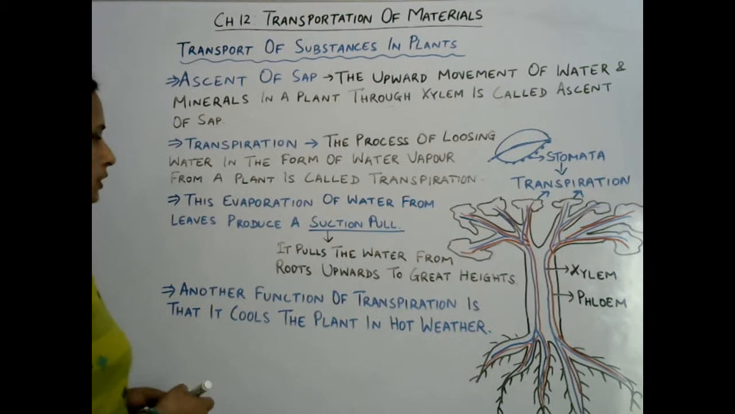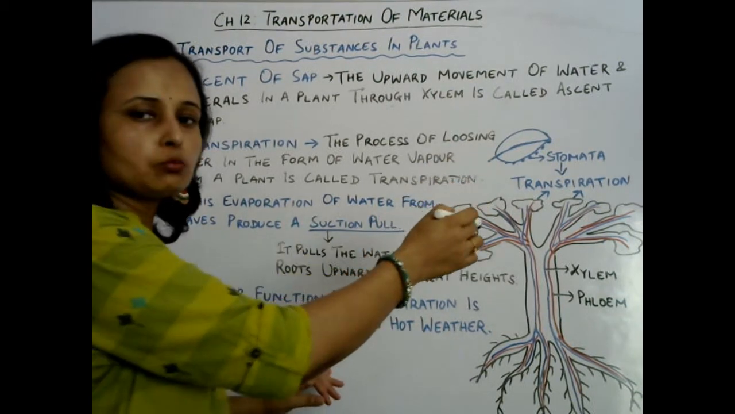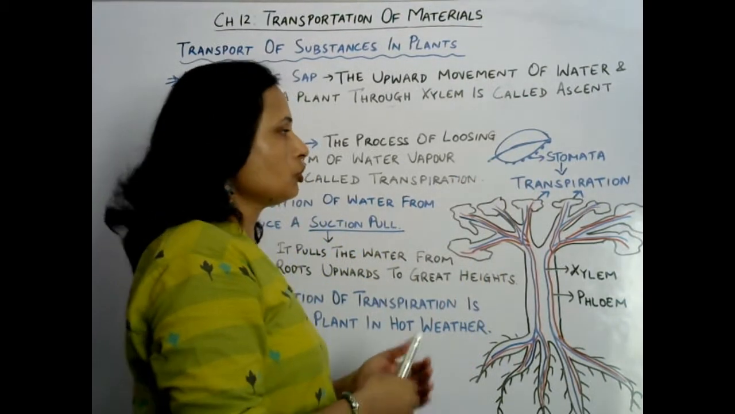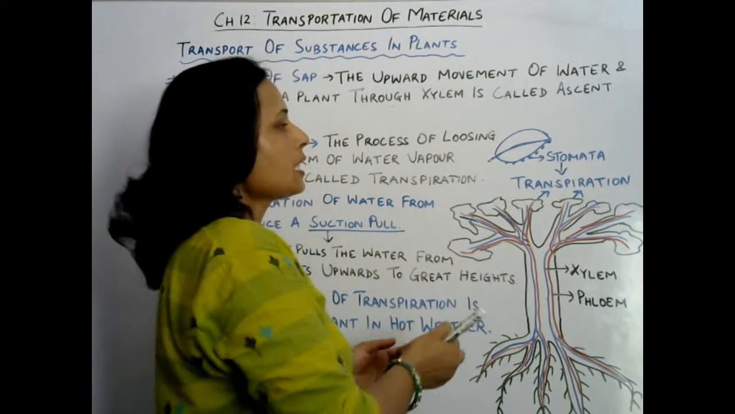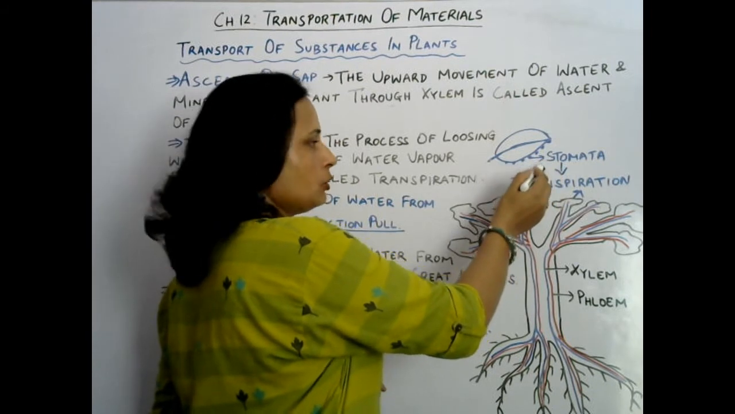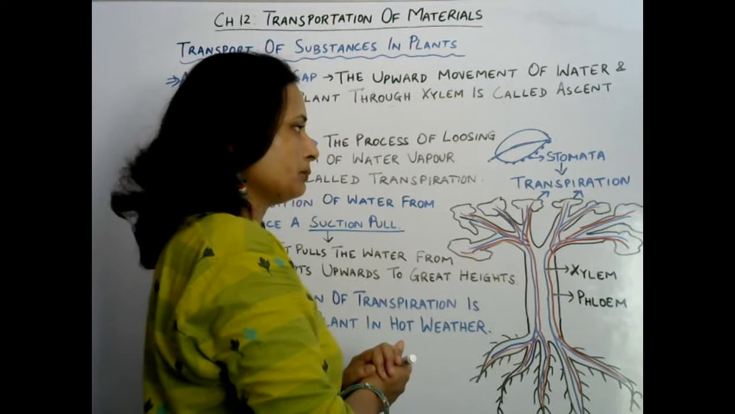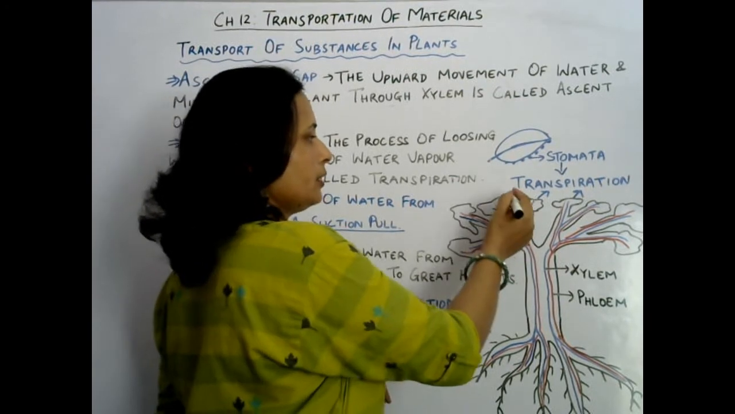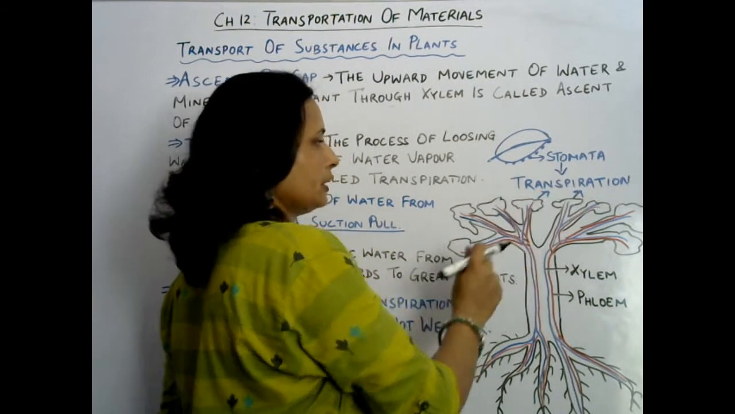So in plants, when there is excess of water, that water is removed through stomata. Stomata are tiny pores which are found on the lower side of the leaf. Microscopic pores are these, and that removal of water in the form of water vapor is called transpiration or evaporation. So through leaves, excess of water is removed in the form of water vapor, that is transpiration.